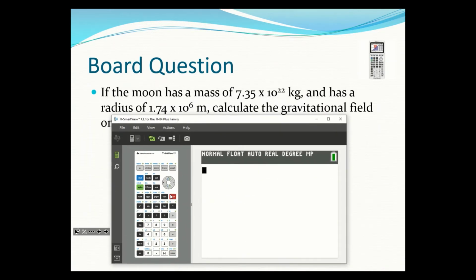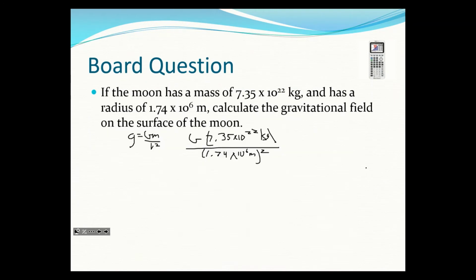Okay, so we would plug in alpha G, and then we would multiply it by the mass of the moon, 7.35 times 10 to the 22, close our bracket, and divide it by the radius. A lot of people get the wrong answer because they forget to square the radius. So make sure you square it like that afterwards, and we get a value of 1.62.